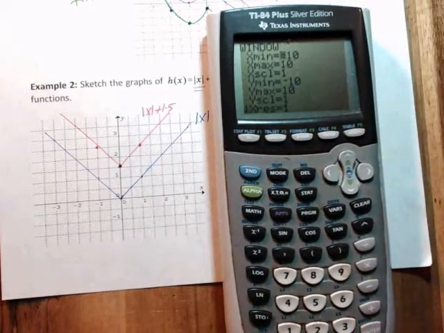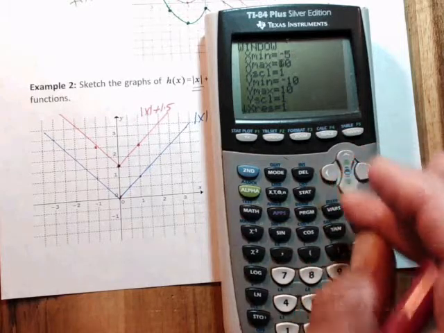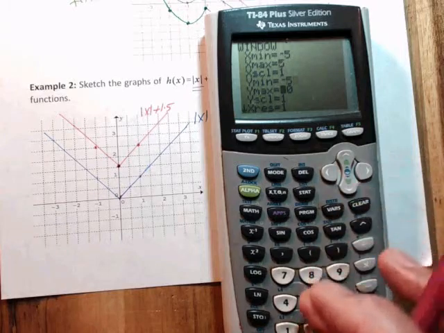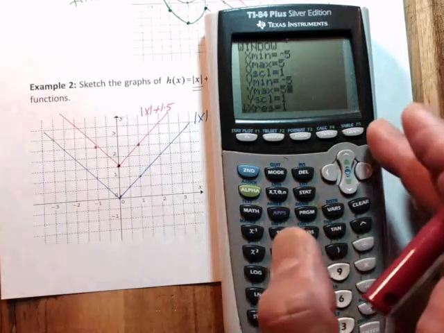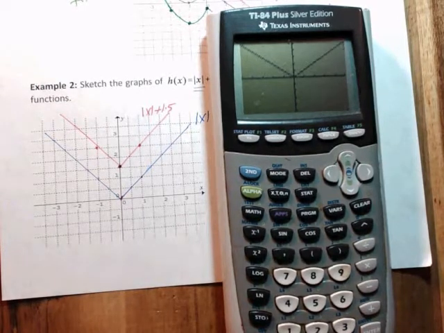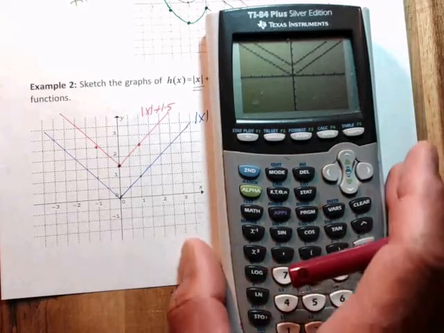I think this is a little bit too big, so I'm going to go from minus 5 to 5, and from minus 5 to 5, to make it a little bit bigger so the graph becomes bigger. So if I say graph, first it draws the absolute value of x, and then draws absolute value of x plus 1.5. So it moved up by 1.5 units.